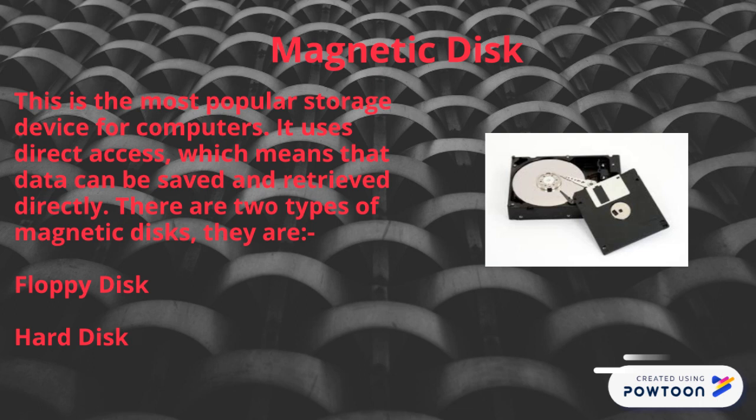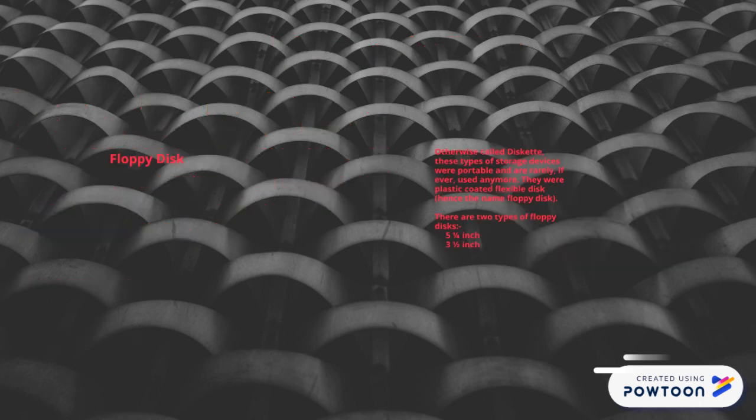Direct access stores information anywhere that it can find, or anywhere the CPU directs it to store the information, and then when you have to retrieve it, it goes directly to where it's saved and brings back your information, which is way quicker than going through every piece of data that you've saved and then giving it back to you. Now, there are basically 2 types of magnetic disks: floppy disk and hard disk. Let's start off by looking at the floppy disk.